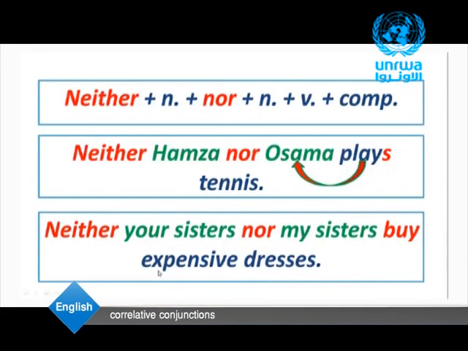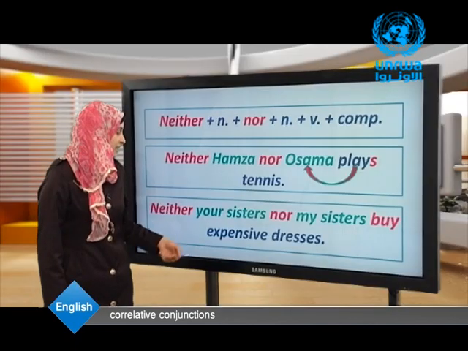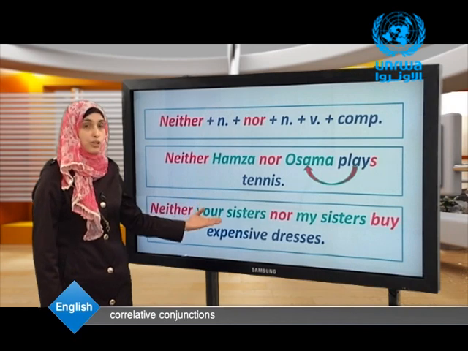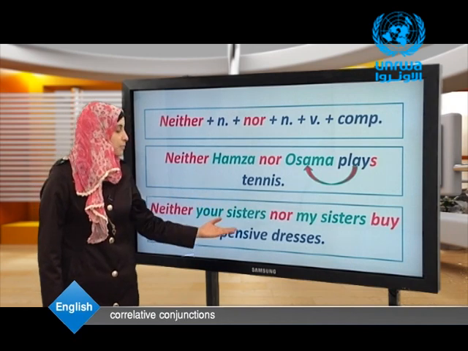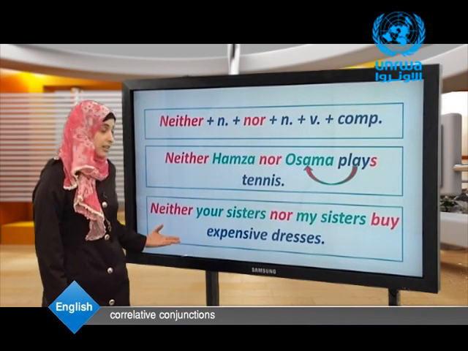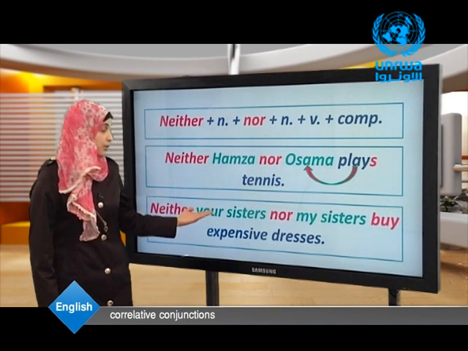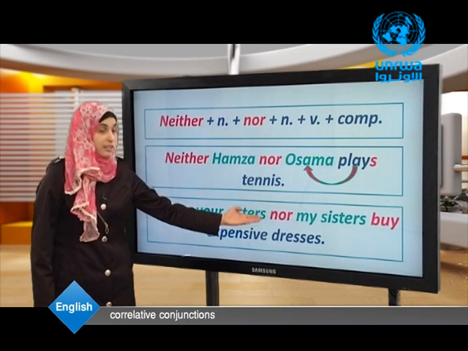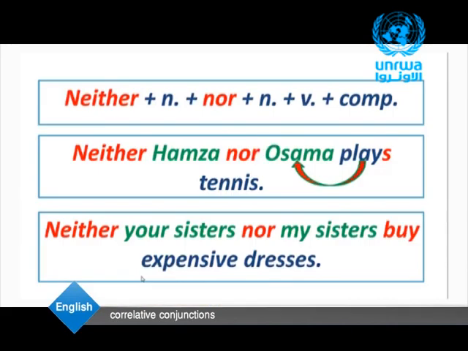Another example, neither your sisters nor my sisters buy expensive dresses. We have started with neither, the first noun, your sisters, nor, the second noun, my sisters, and then the verb buy. Buy here refers to my sisters in the plural form.